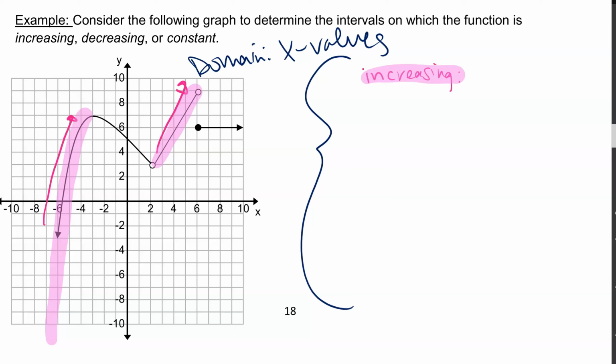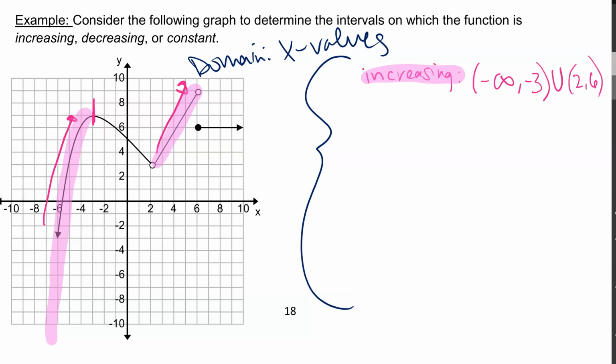But where do I stop increasing? Right here at -3, I'm coming to the top of the hill, and then after -3 it starts going down. Versus from 2 to 6, I'm definitely going up. So I'm going from negative infinity to -3. And I'm not including -3 because -3 is where I'm switching from increasing to decreasing. And then I also want the place between 2 and 6, because that's another place where I'm increasing. As x goes left to right, you see you're going up.